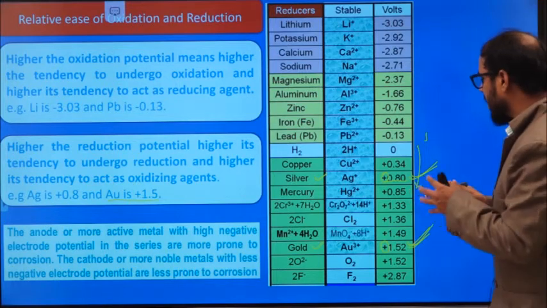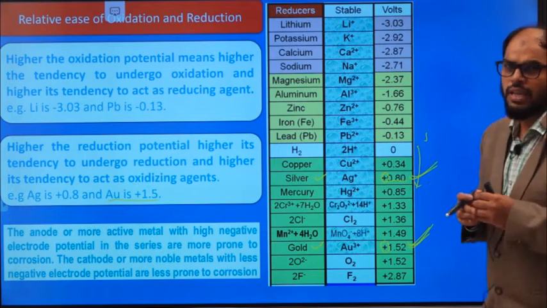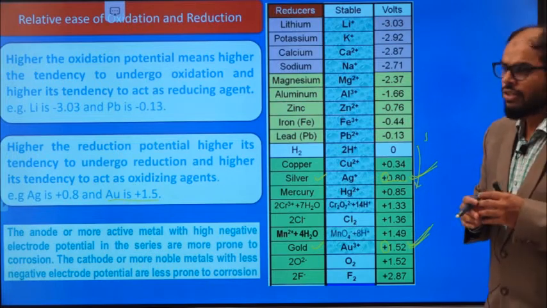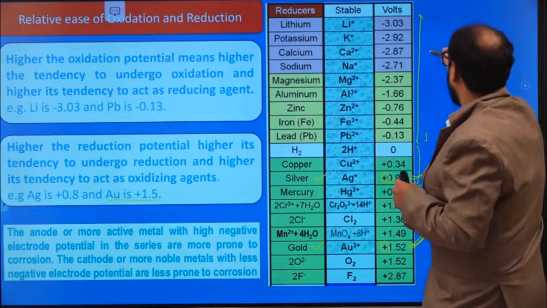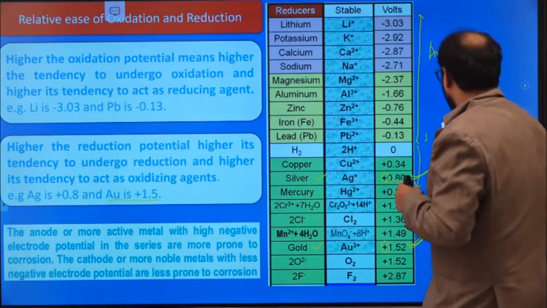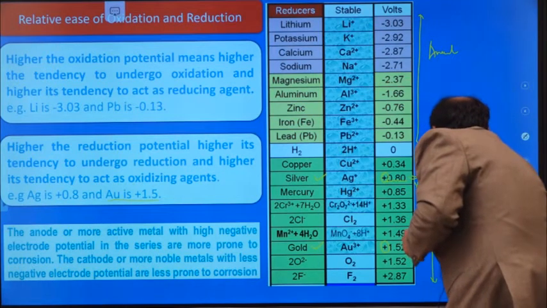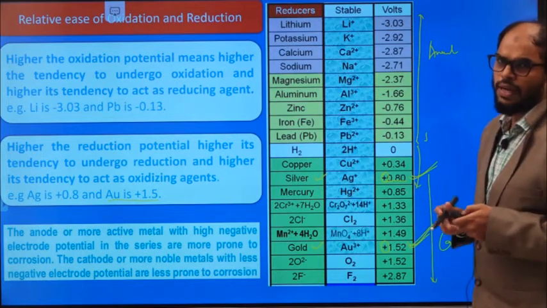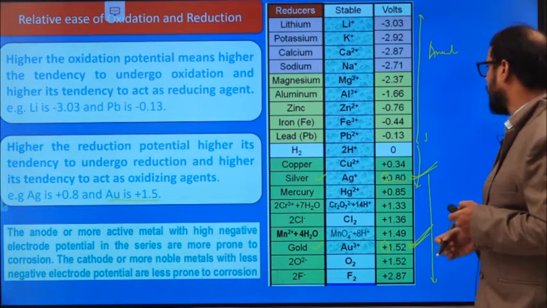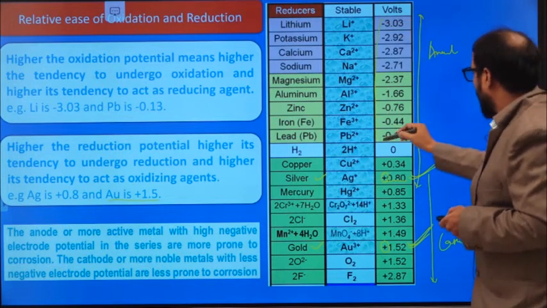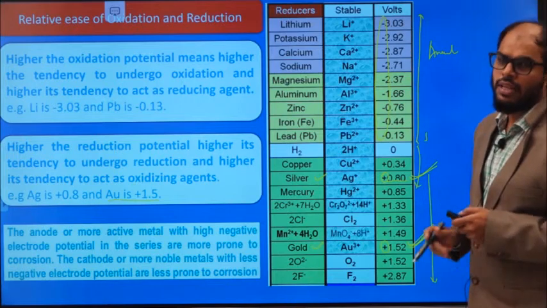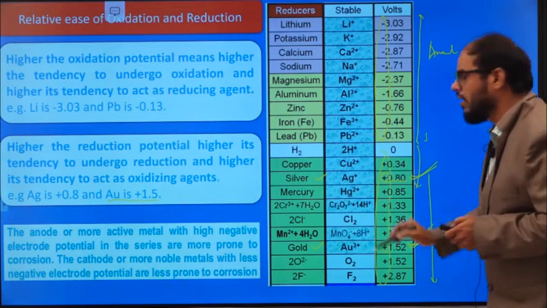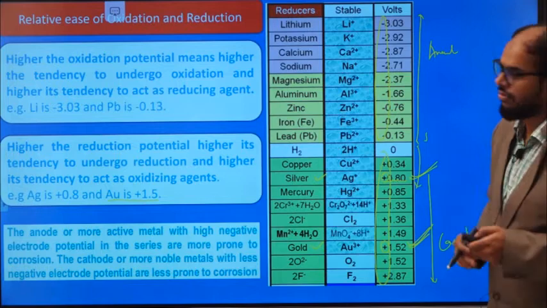That means these elements accept electrons, and we should know that acceptance of electrons occurs only at the cathodic region. So the elements above hydrogen act as anode, and the elements below hydrogen act as cathode. This is the way the electrochemical series helps us based on the reduction potential values. Elements with negative reduction potential values can act as anode, and elements with positive reduction potential values can act as better cathodes.